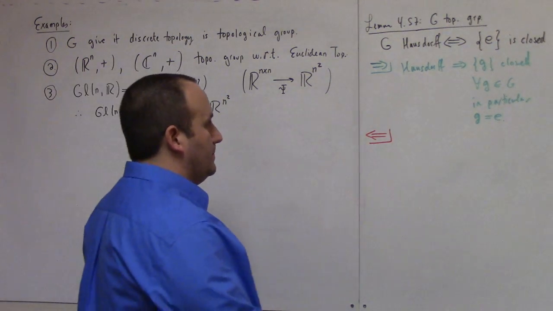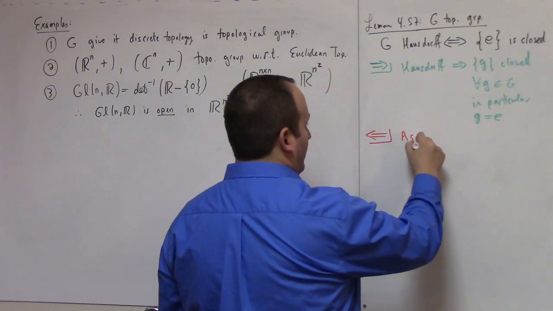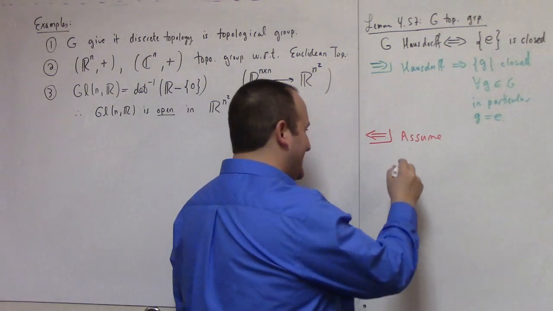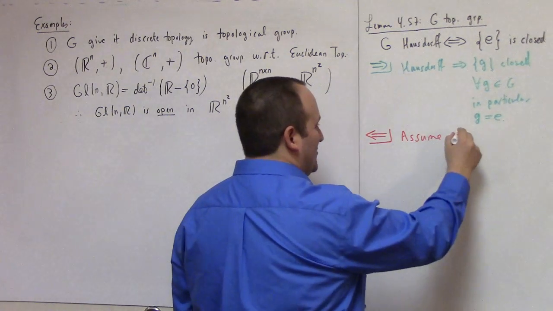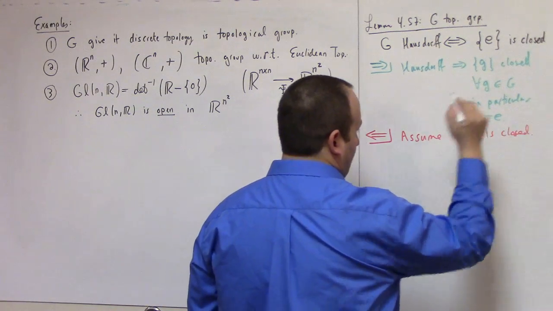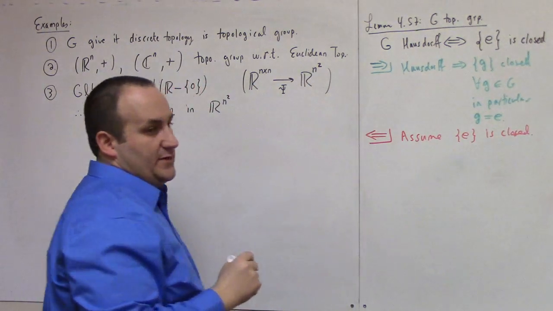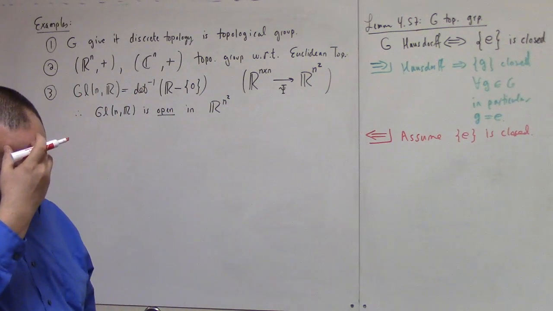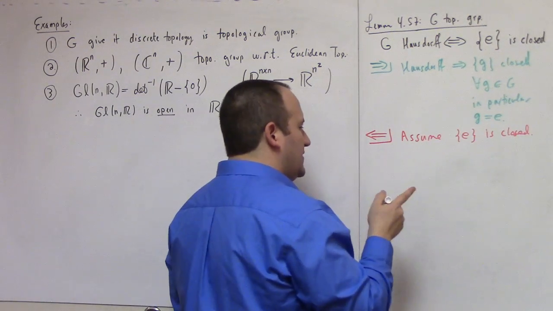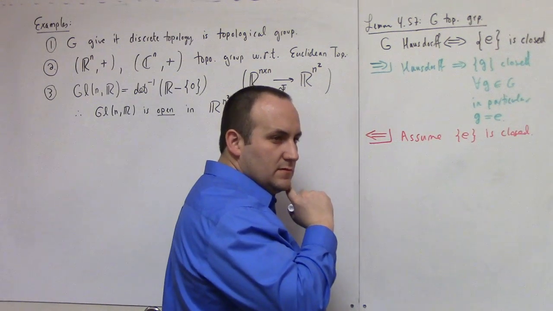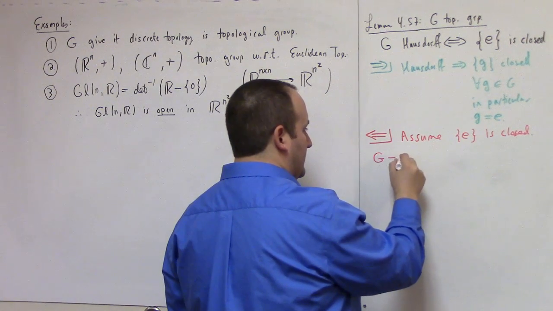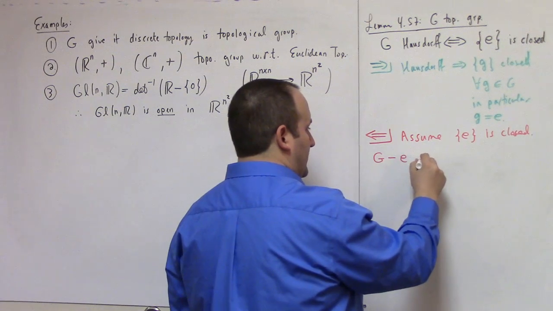So we do what? Assume. I'm going to jump off the deep end and just try to freeform prove it, see what happens. Assume the singleton {e} is closed. We want to show G is Hausdorff. So what do we do? {e} is closed. What's that mean? That means that G with e removed is open, right?